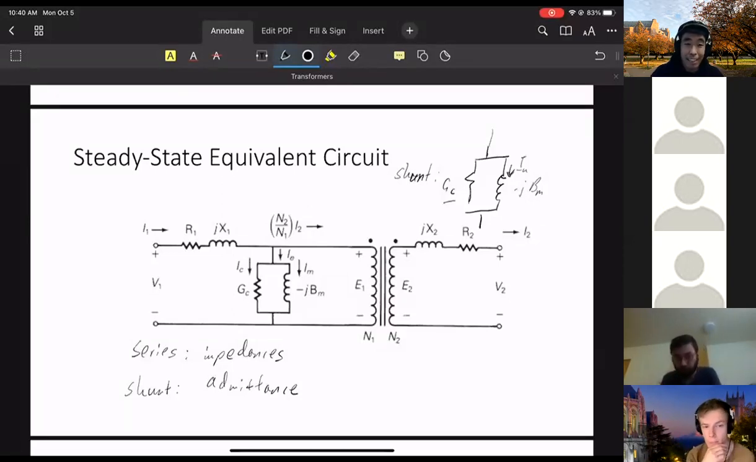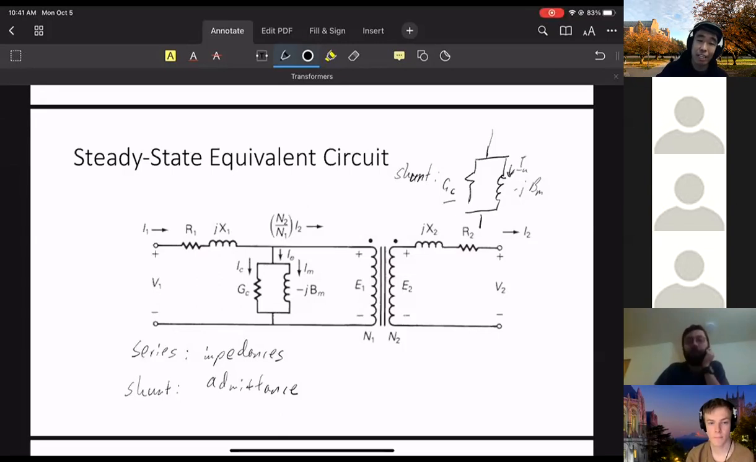Okay, so the reason is actually quite simple. When we see this practical transformer, how do you get to an ideal transformer? The thing we want to say is that when something goes to 0, I have an ideal transformer. So for example, R1 going to 0 means I have no resistance. X1 going to 0 means I have no inductance.